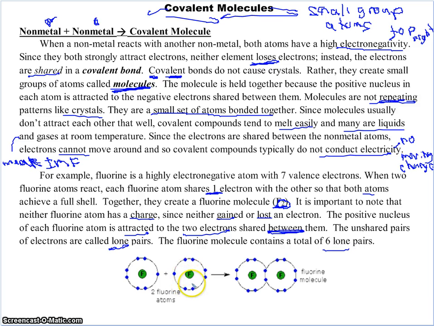So let's take a look here. This is what it starts as. We have 7 valence electrons to start. They bond together. I guess these ones are the shared ones that each nucleus is fighting over. And these ones are the lone pairs. So sad, all alone. So that's fluorine.